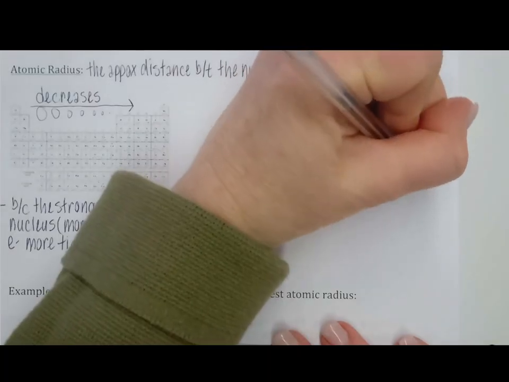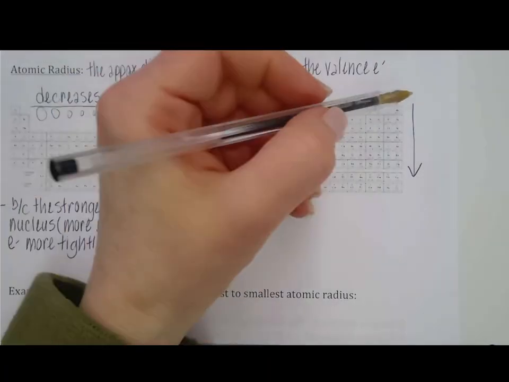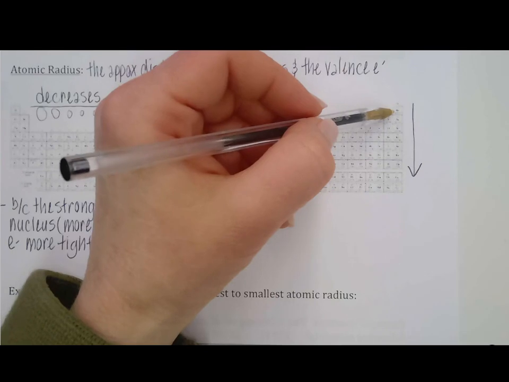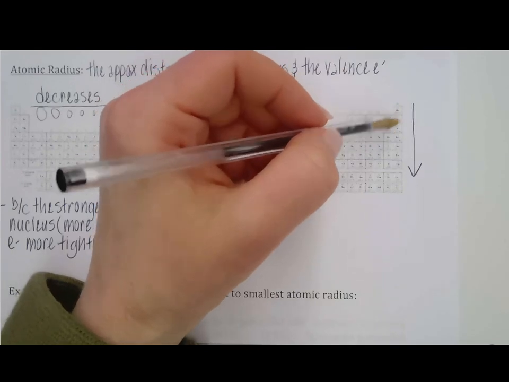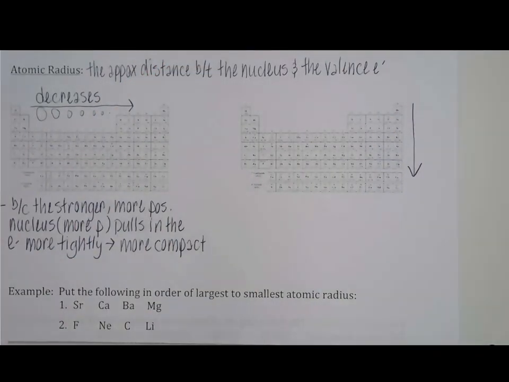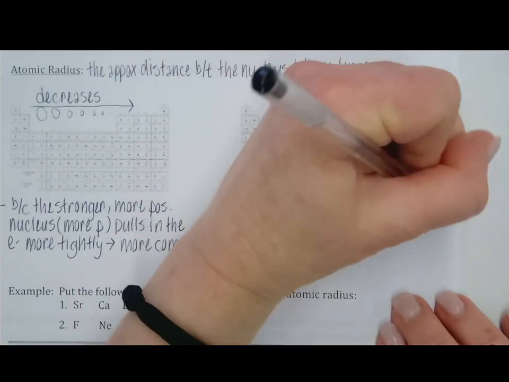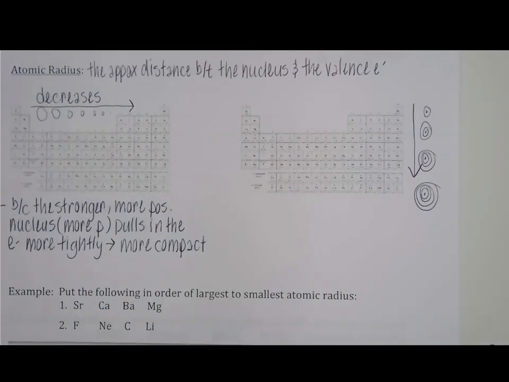Now we're going to talk about what happens to radius when you go down a column. So let's say you're looking at column 18 and you go from helium to neon to argon. What's happening to the radius of that atom? Think it's getting bigger or smaller? It's actually getting larger. I'm going to give you a little hint. What's happening as I go down a column? More levels of electrons. Remember, the row tells us how many levels of electrons, right? Helium only has 1 level of electrons, but neon has 2, and argon has 3.